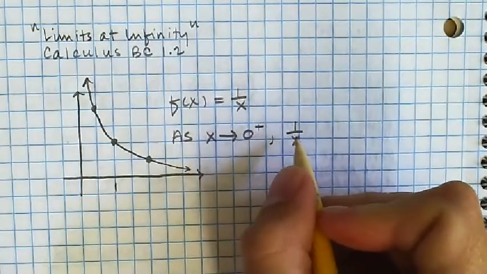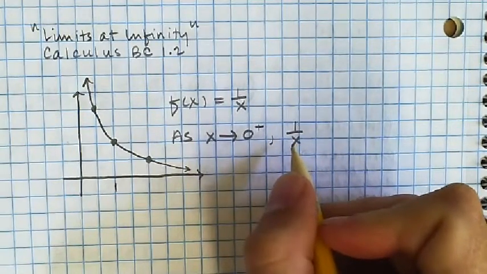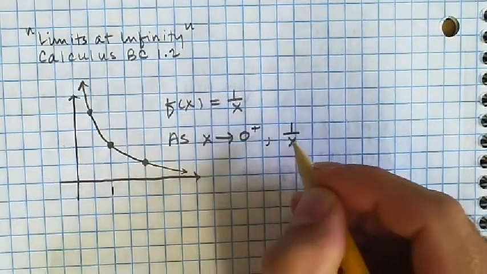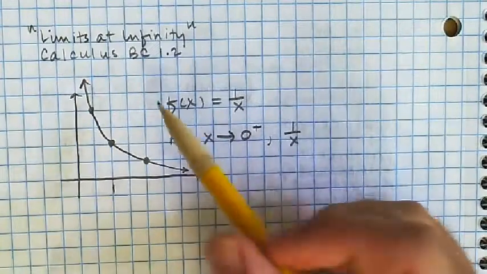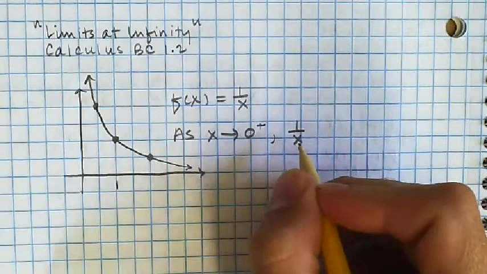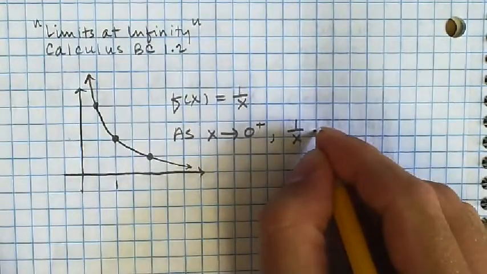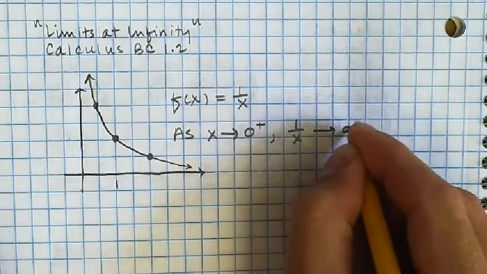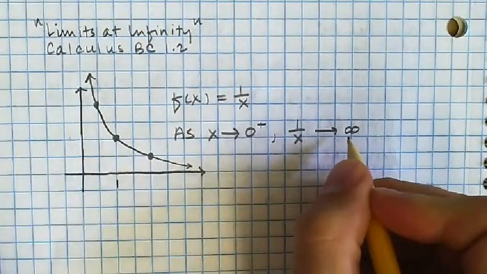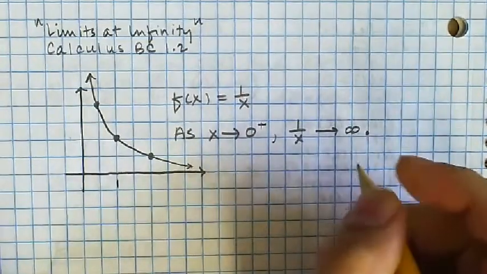We can make 1 over x as big as we want by just choosing a small enough value of x. If you want me to make it bigger than 10, I just need to choose x less than 1/10. If you want me to make it bigger than 500, I need to choose x less than 1 over 500. We can make this as big as we want just by choosing sufficiently small values of x. So that's what it means when we say it goes to infinity: we can make it as big as we want. Infinity is not a real number. 1 over x will never equal infinity. Nothing will ever equal infinity, but we can say that it's going towards infinity.